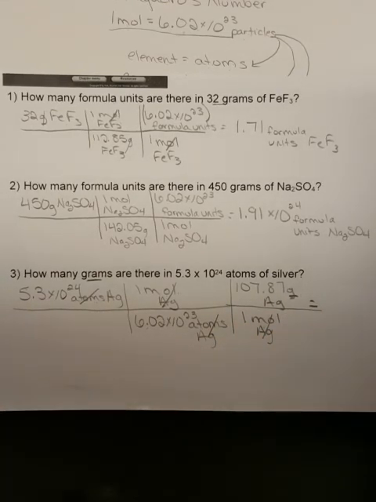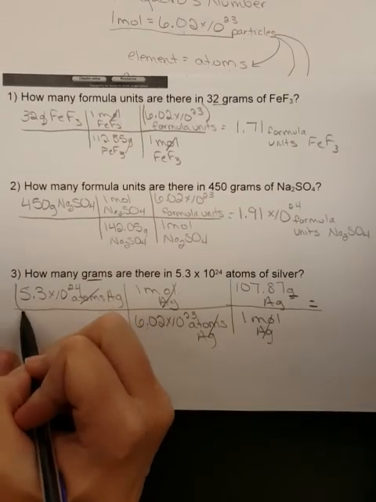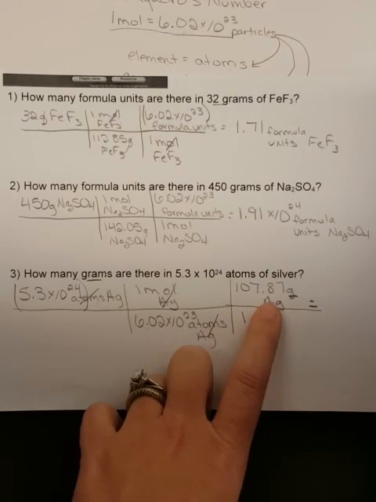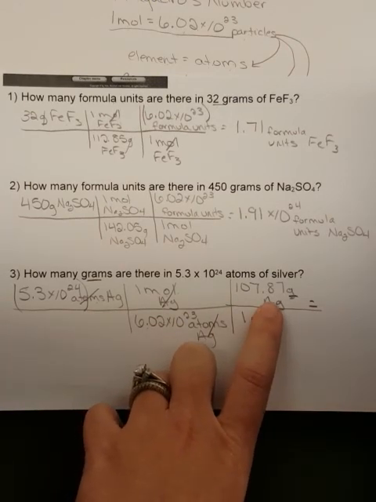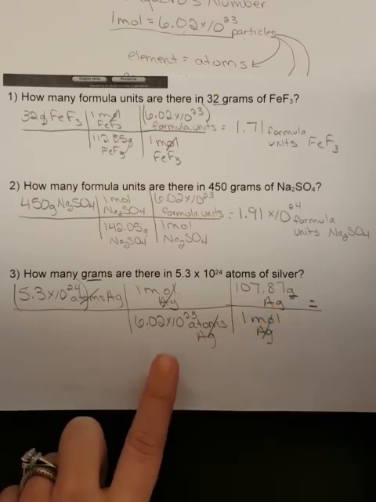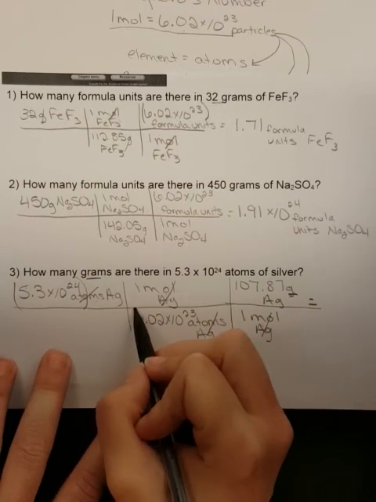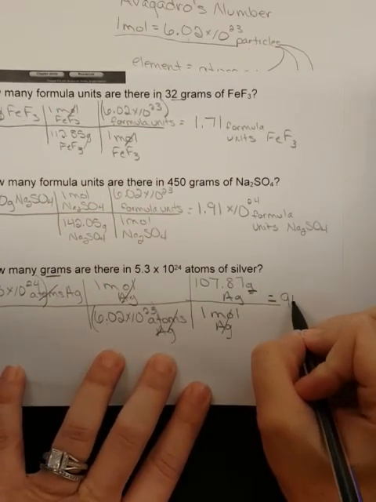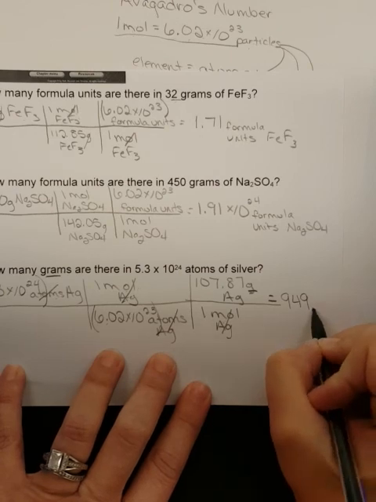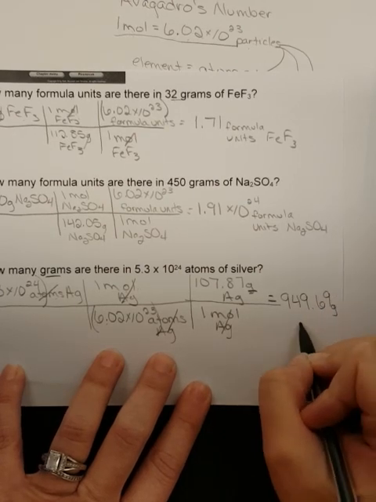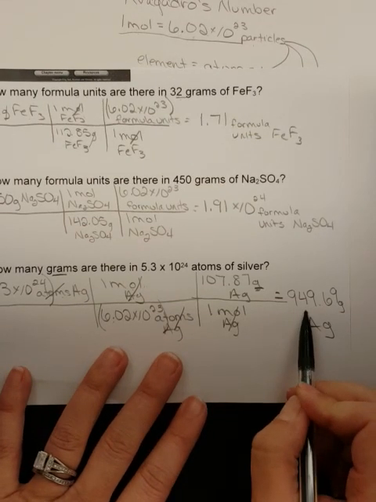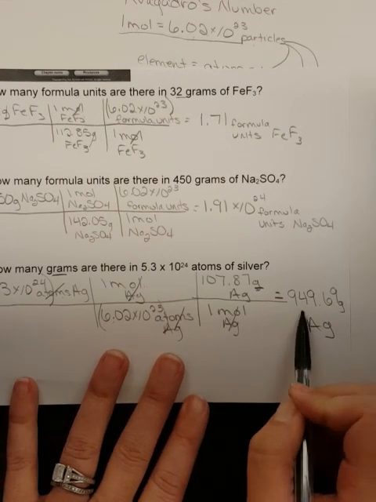So in your calculator, you're going to multiply 5.3 times 10 to the 24th, and remember you might need to put this in parentheses. Multiply it by 107.87 and get an answer. Divide that answer by 6.02 times 10 to the 23rd, and again you might need parentheses. You should get 949.69 grams of Ag. If you cannot get this value in your calculator, come see me and I will help you out.